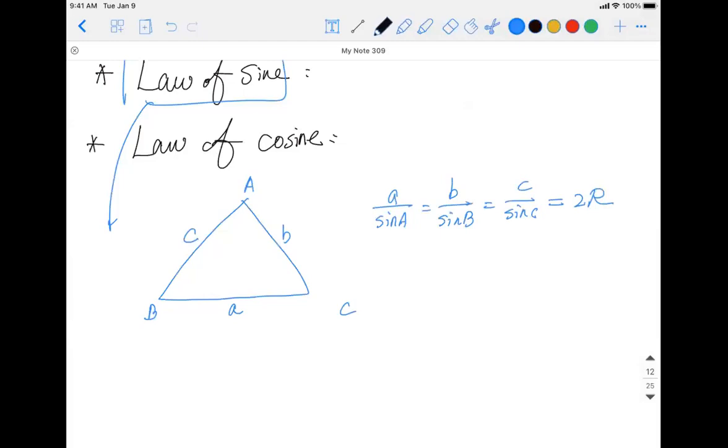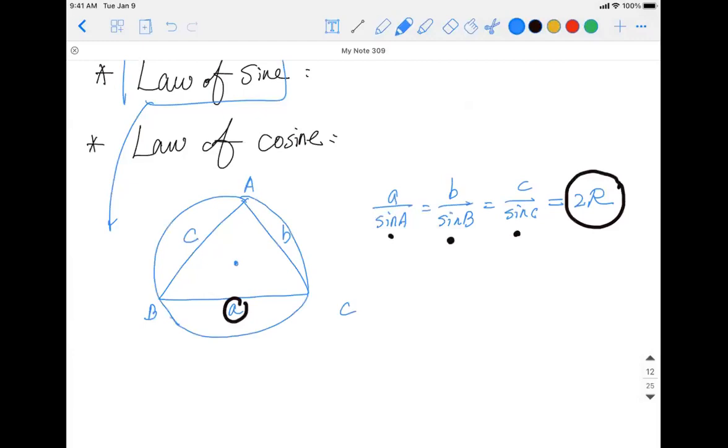Let me say that one more time. So what is the sine law? The sine law says that in any given triangle, A over sine A, where sine A is the sine of the opposite angle, equals B over sine B equals C over sine C equals 2R. What is 2R? 2R is actually the diameter, where R is the radius of the circumcircle of this triangle.